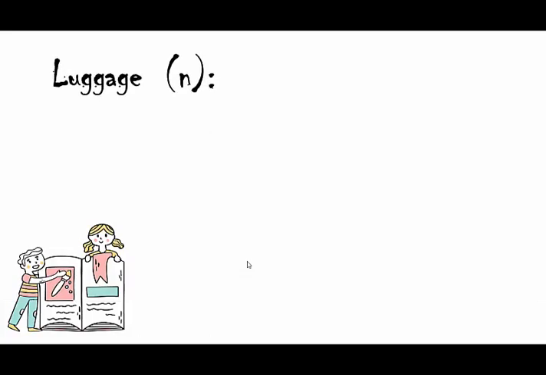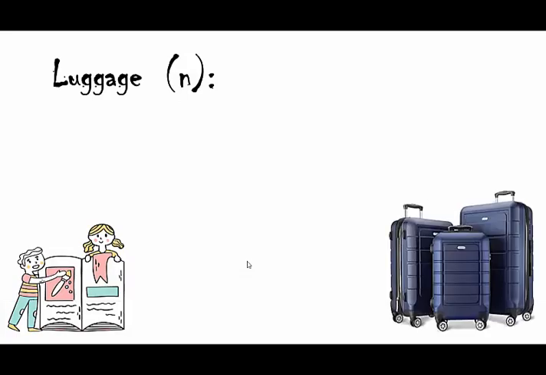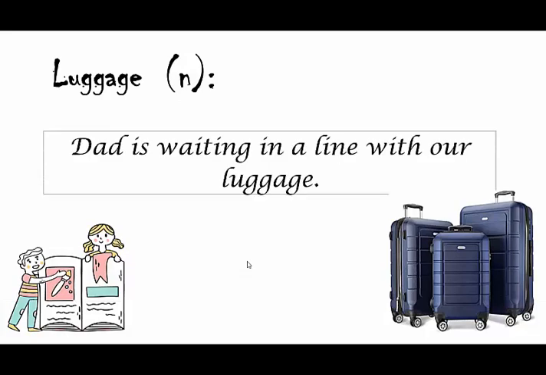And the next word, luggage. Okay, here we have the luggage. Luggage means bags that contain somebody's clothes and things when they are traveling. For example, Dad is waiting in a line with our luggage. Okay, luggage.